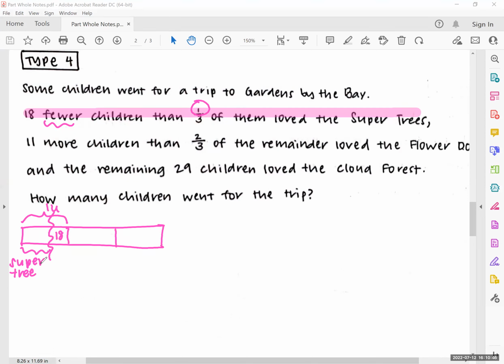Now let's change color. 11 more than 2/3 of the remainder love the flower dome. So it means that I need to drop down. A lot of students make a mistake. They drop down from here, which is wrong because super tree is up to where? It's up to here, the zigzag line, right? So you need to do a drop down from here to here.